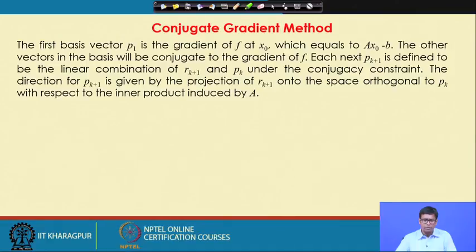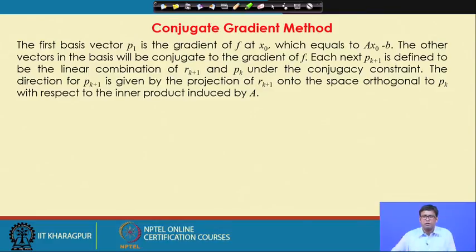Each next p k plus 1 is defined to be a linear combination of r k plus 1 and p k under this conjugacy constraint. The direction of p k plus 1 is given by the projection of r k plus 1 onto the space orthogonal to p k with respect to the inner product induced by A.